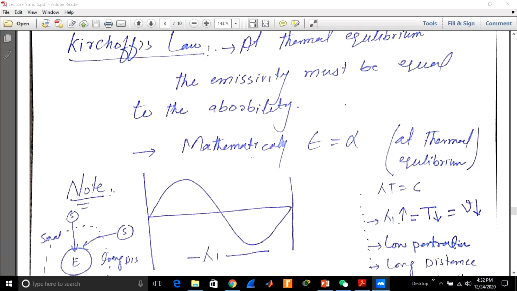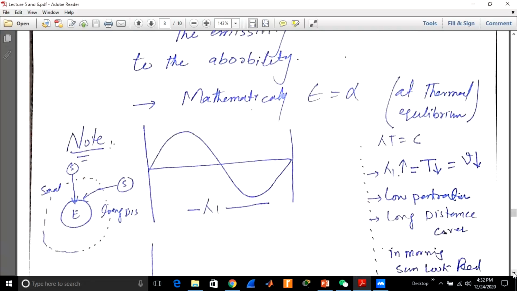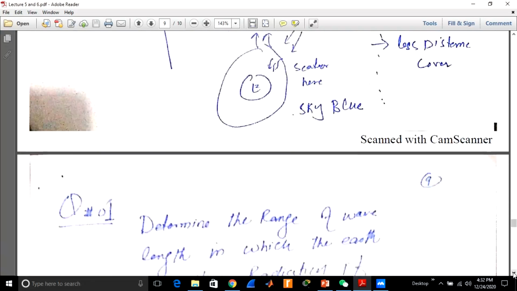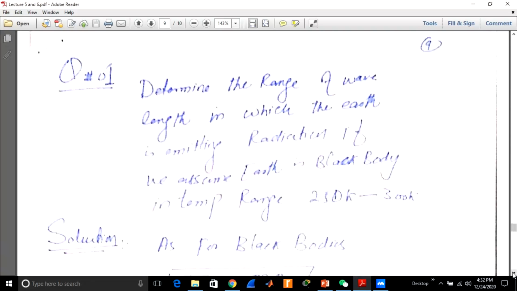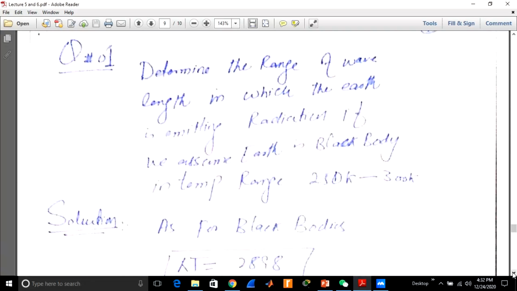Yes. Sir, the numerical. So now let's start the numerical problems. The first numerical problem is simple, and we will discuss this numerical problem. In the coming class, we will do another problem.